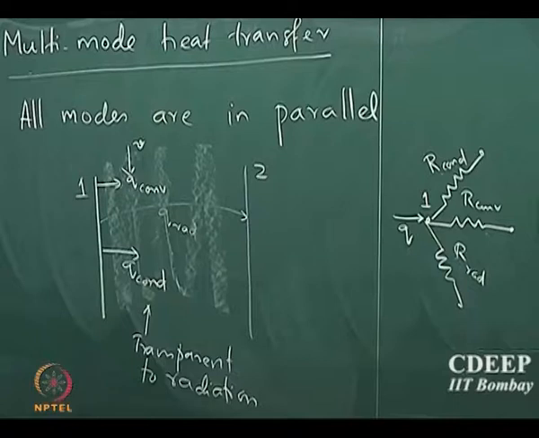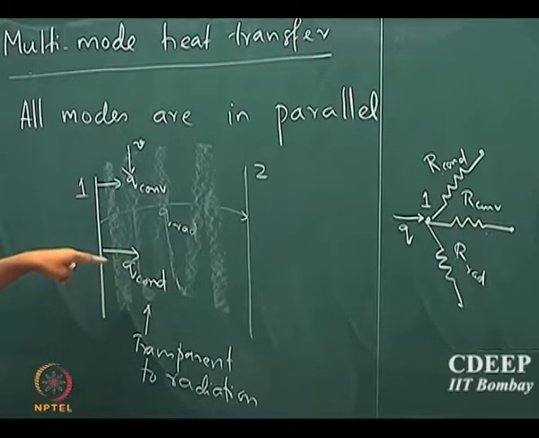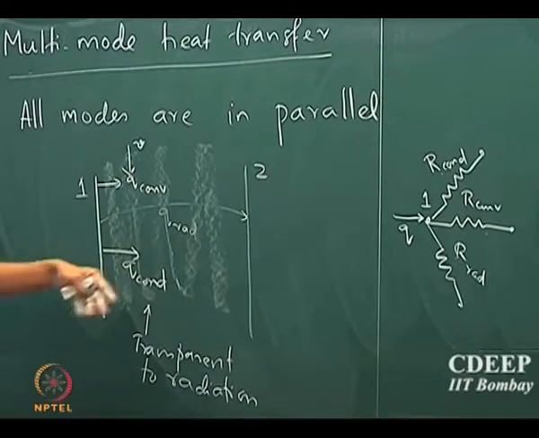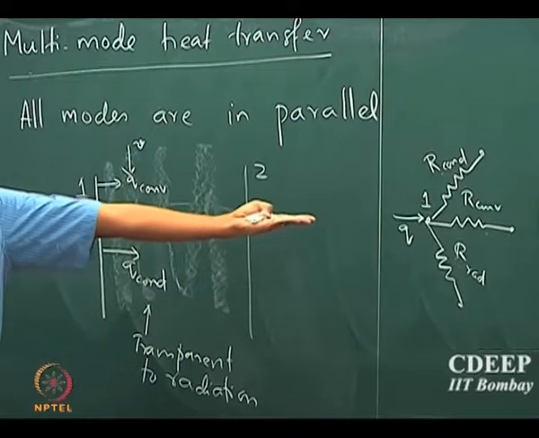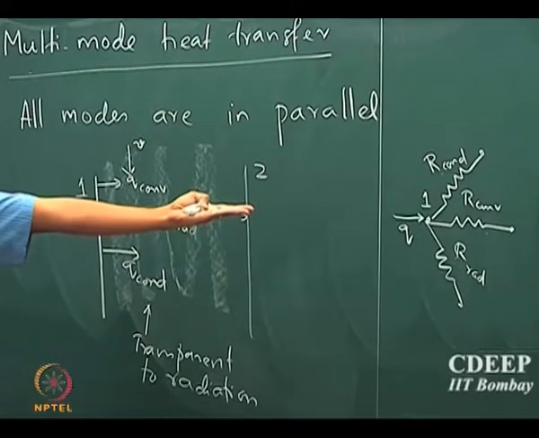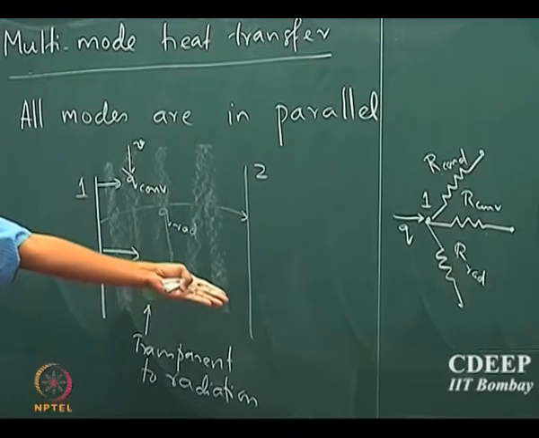So, note that this is true only when there is a constant rate of heat transport in the media. If there is heat generation, obviously you cannot write resistance networks for the conduction mode of heat transport. In that case, you will have to write the full model and solve the full problem. Okay.